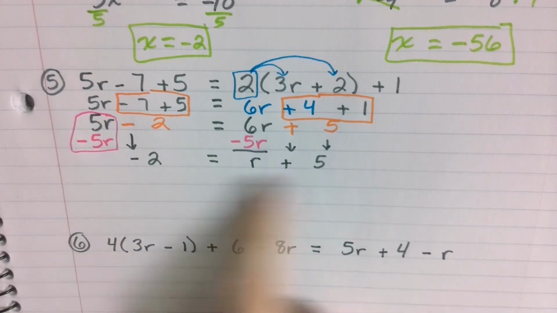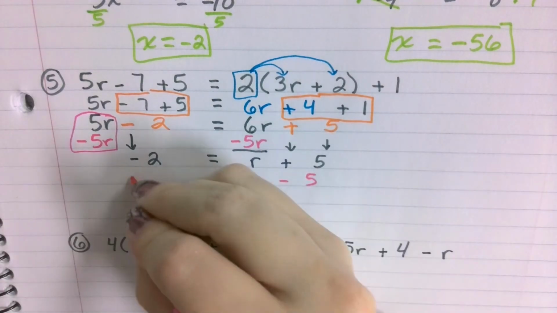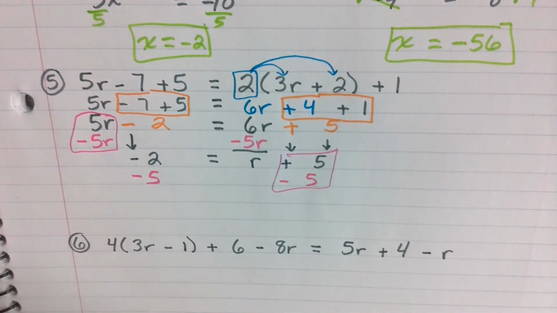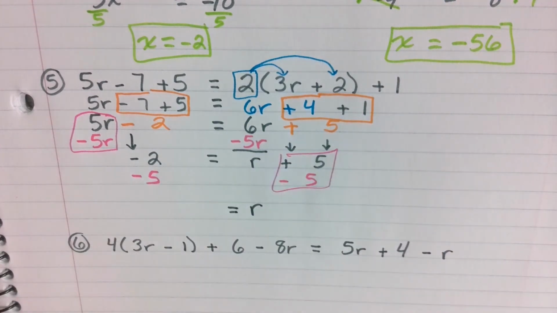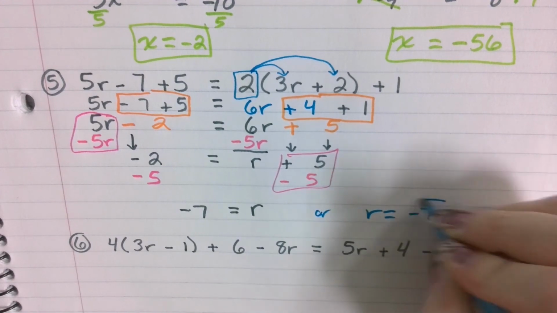It's a one-step equation from here, guys. What do we do to solve? Subtract what? 5. We're going to subtract 5 from both sides of the equal sign. So subtract 5 from both sides. These 5s are going to get canceled out. R is now by itself. And it's going to equal what? What's negative 2 minus 5? Negative 7. So we get negative 7 is equal to r, or r is equal to negative 7.